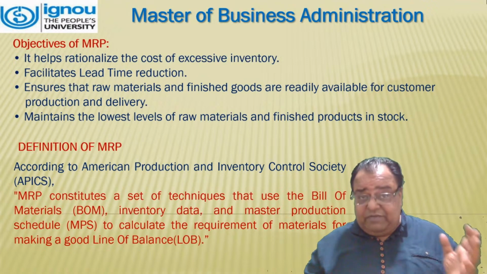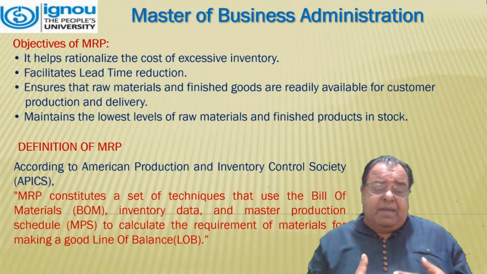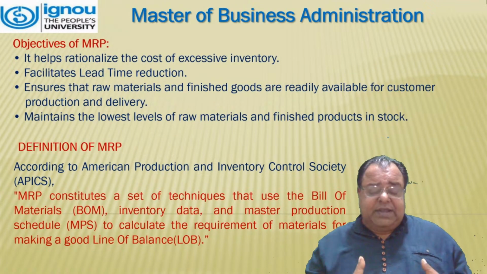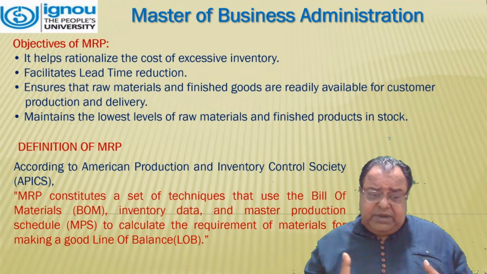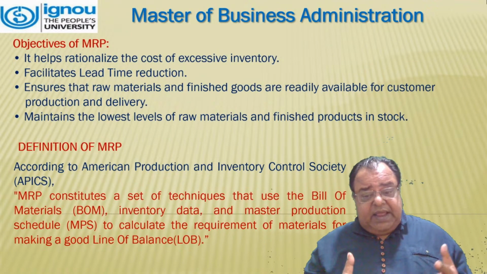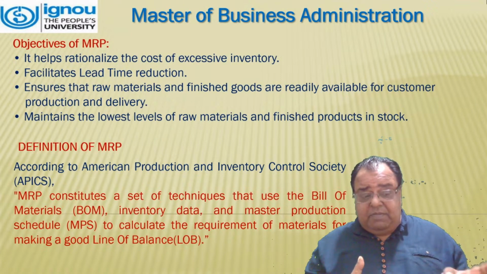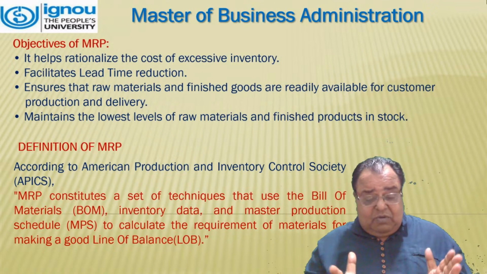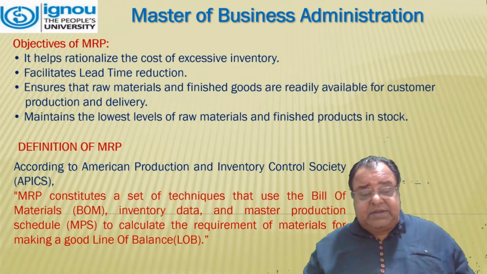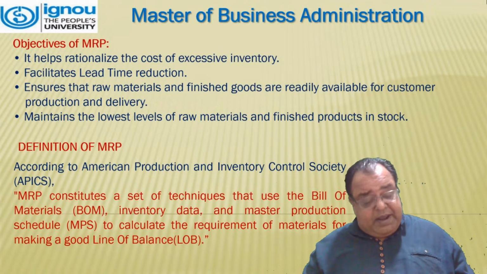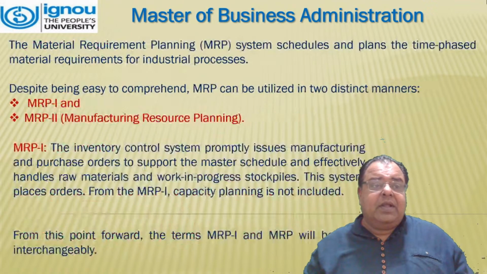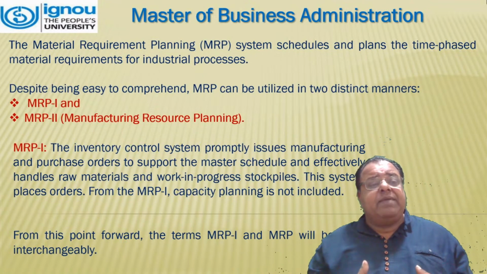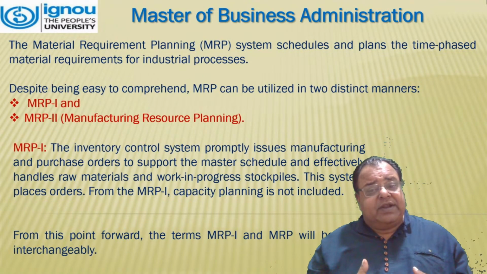What is the definition of MRP? According to the American Production and Inventory Control Society, what we call APICS, MRP constitutes a set of techniques that use the bill of material, that is BOM, inventory data, and master production schedule, that is MPS, to calculate the requirement of materials for making a good, line of balance, that is LOB. Material Requirement Planning System schedules and plans the time-phased material requirements for industrial processes.